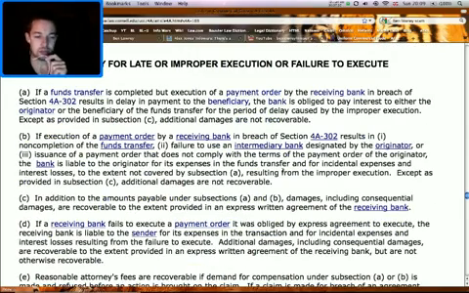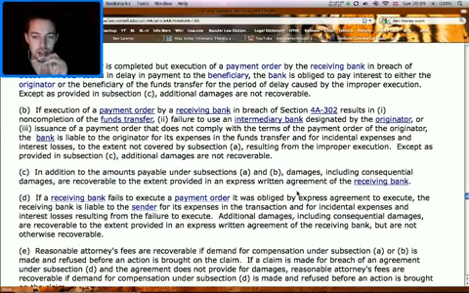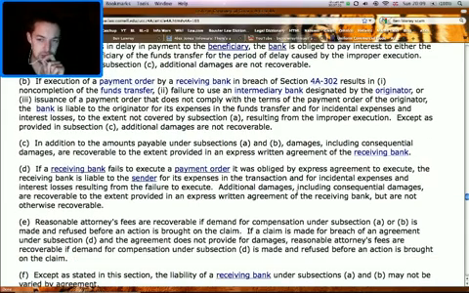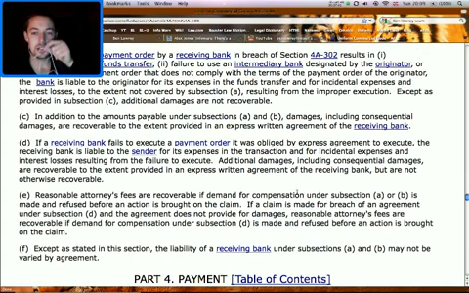B. If execution of a payment order by a receiving bank in breach of section 4A-302 results in non-completion of the funds transfer, failure to use an intermediary bank designated by the originator, or issuance of a payment order that does not comply with the terms of the payment order of the originator, the bank is liable to the originator for its expenses in the funds transfer and for incidental expenses and interest losses to the extent not recovered by subsection A resulting from the improper execution, except as provided in subsection C. Additional damages are not recoverable. C. In addition to the amounts payable under subsections A and B, damages including consequential damages are recoverable to the extent provided in an express written agreement of the receiving bank.